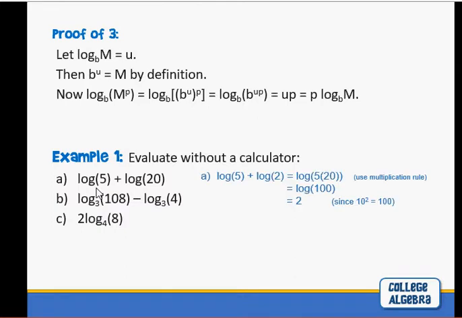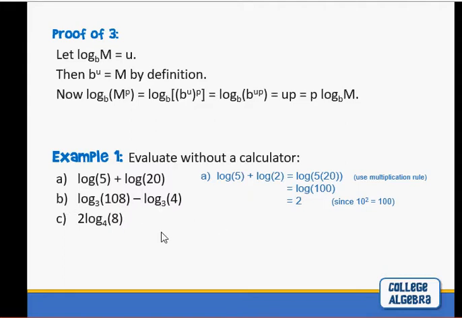But I could apply the first logarithm rule and multiply the inputs. Log base 10 of 5 plus log base 10 of 20 is the same as log base 10 of 100, 5 times 20. And that's a very common example that we see. We have 10 squared would be 100. The power of 10 that gives me 100 is 2.